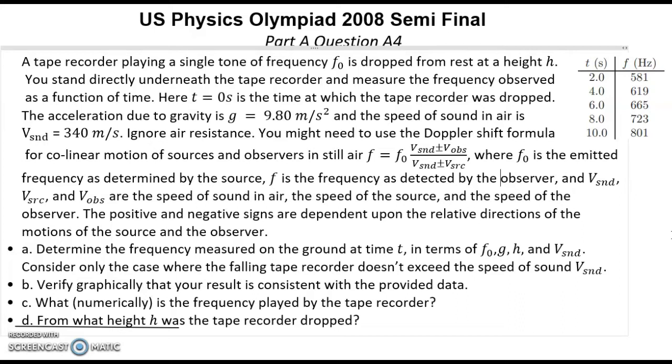Questions. A. Determine the frequency measured on the ground at time t in terms of f0, g, h and v sound. Consider only the case where the falling tape recorder doesn't exceed the speed of sound. B. Verify graphically that your result is consistent with the provided data. C. What numerically is the frequency played by the tape recorder? D. From what height h was the tape recorder dropped?